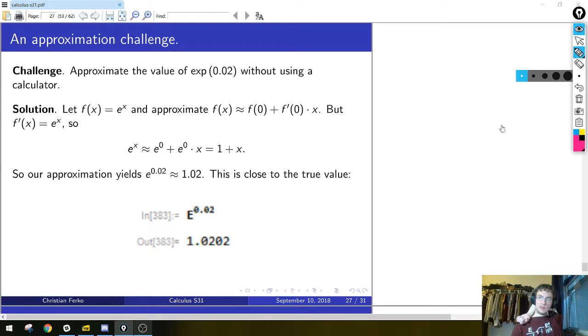If I plug this in Mathematica and ask what e to the 0.02 actually is, it's 1.0202. So if you only need, say, 3 sig figs, that's totally fine. It's only going to change way out here in the hundredths, thousandths, 10,000ths place. So it's a pretty good approximation. Okay, thoughts on this?